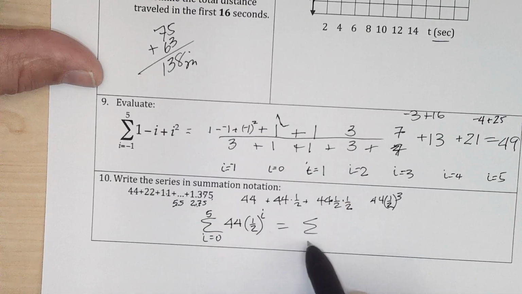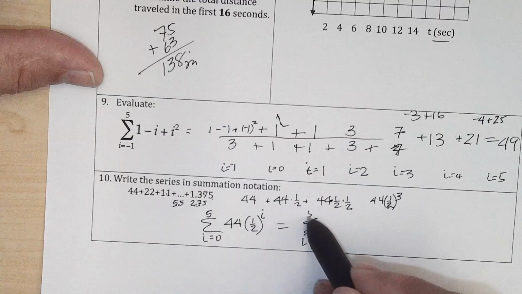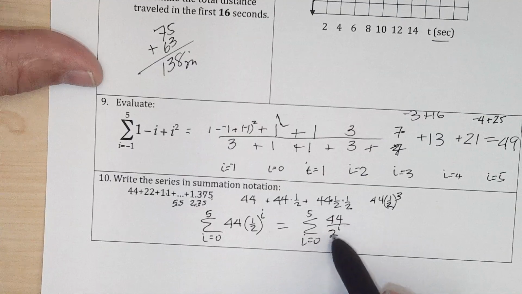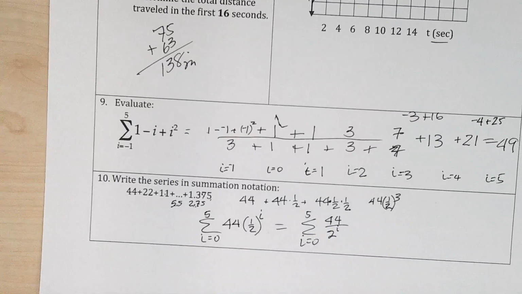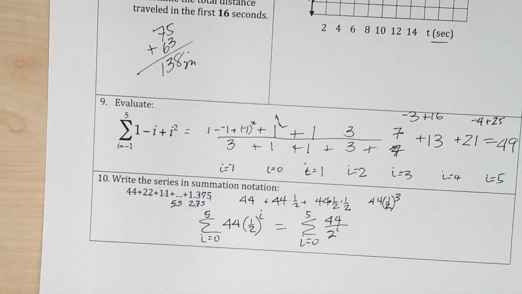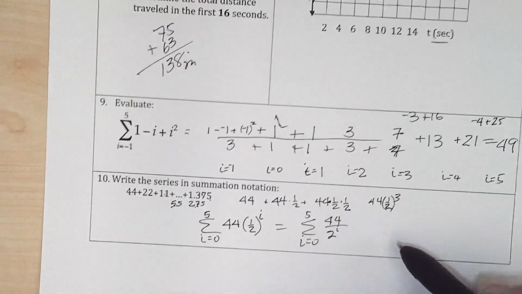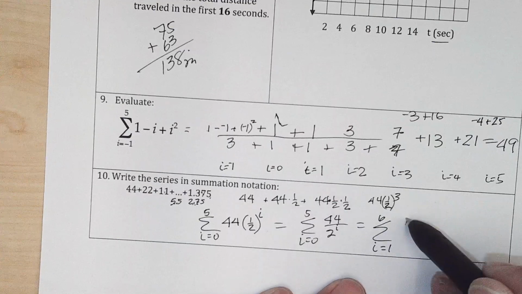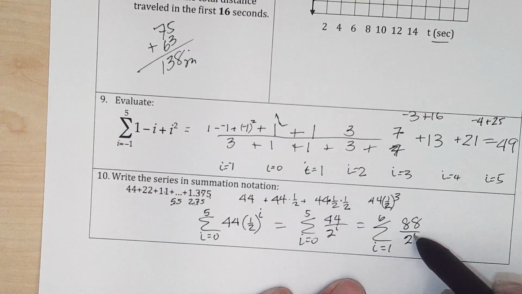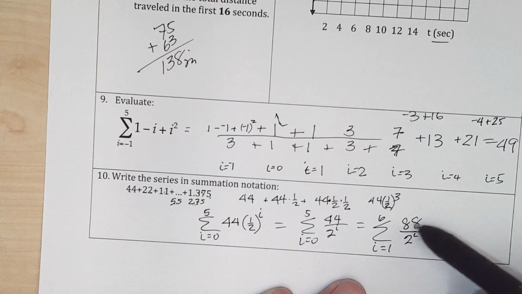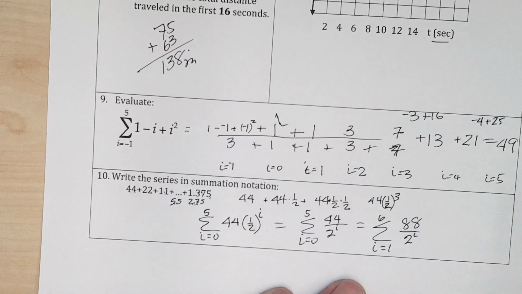Or you could have said 44 over 2 to the i, because that would make it more and more 2's divided in there. Or you could have it go 1 to 6 and go i minus 1 for a power, or do i equal 1 to 6 of 88 divided by 2i. And so when i is 1, that would make 44. When i is 2, it'd be 44 divided by 4, which is 22, etc. So those are possible answers, and there are others.